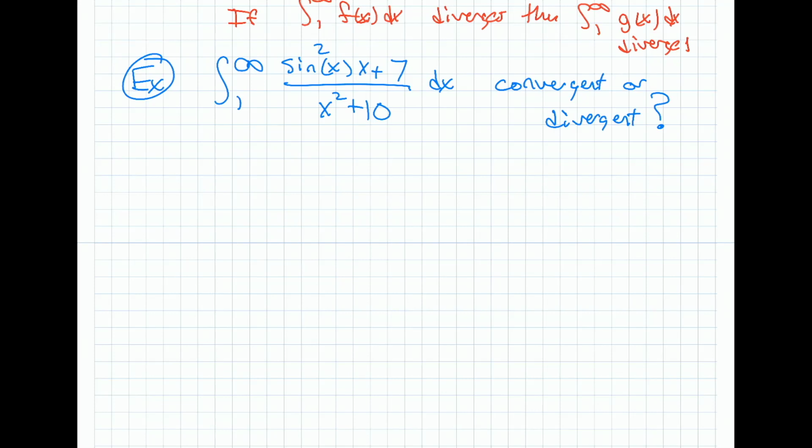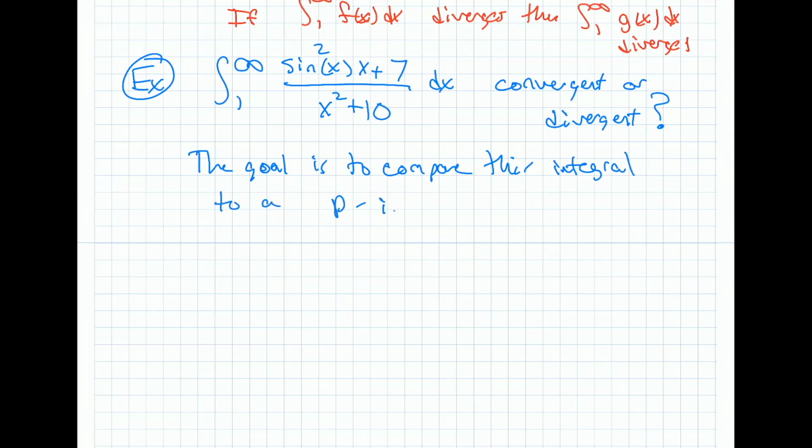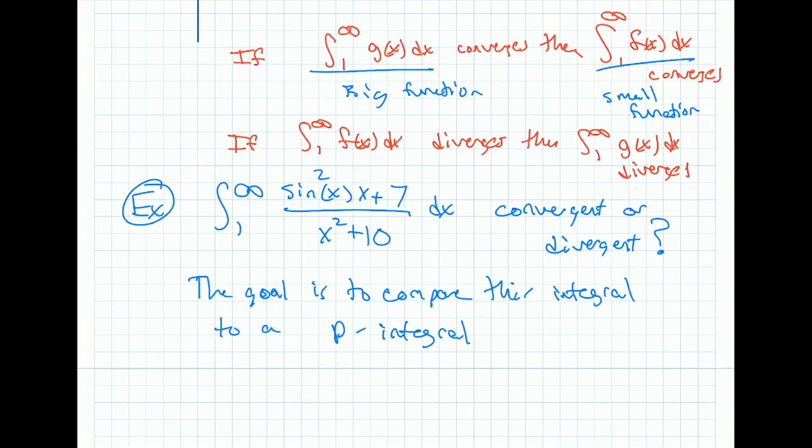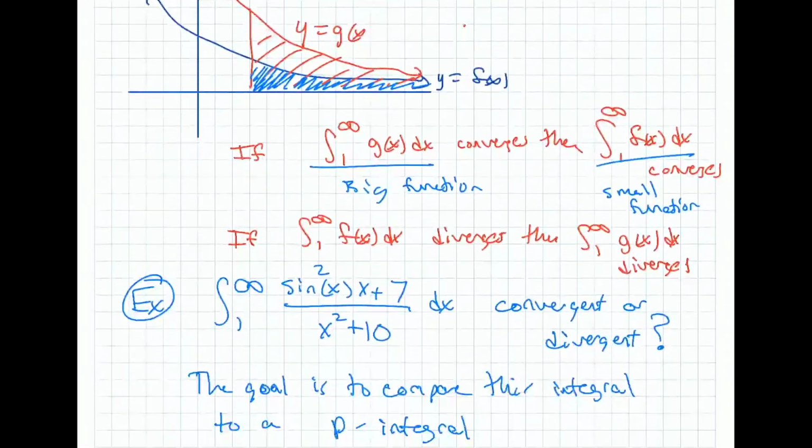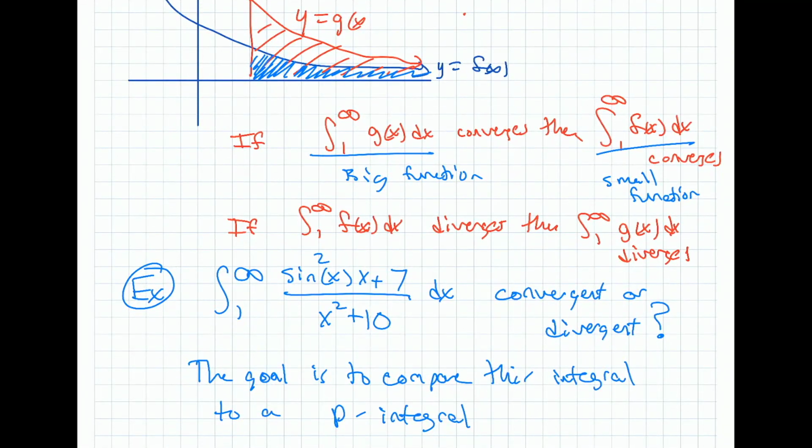So what you want to do is compare this integral to what I called a p integral. So if I can compare it to one of these, then I'll know whether or not it converges or diverges. So we want to compare it to one of those. Like in the comparison theorem, which talks about big functions and little functions, I need to compare this to either a big function or a little function. Okay?